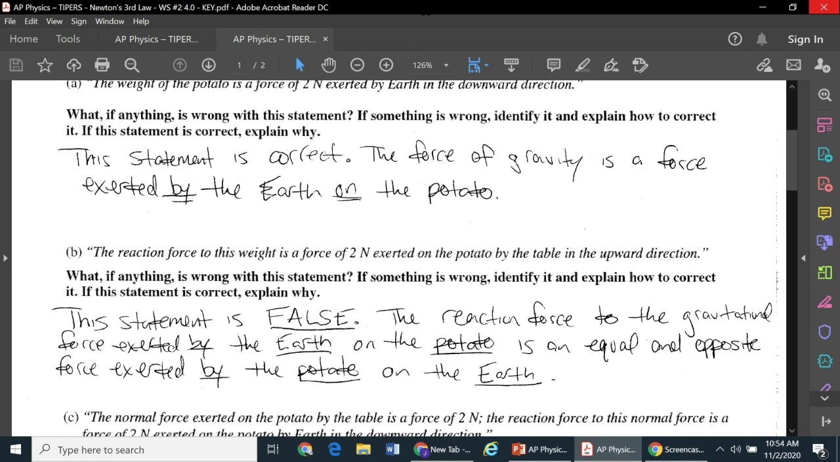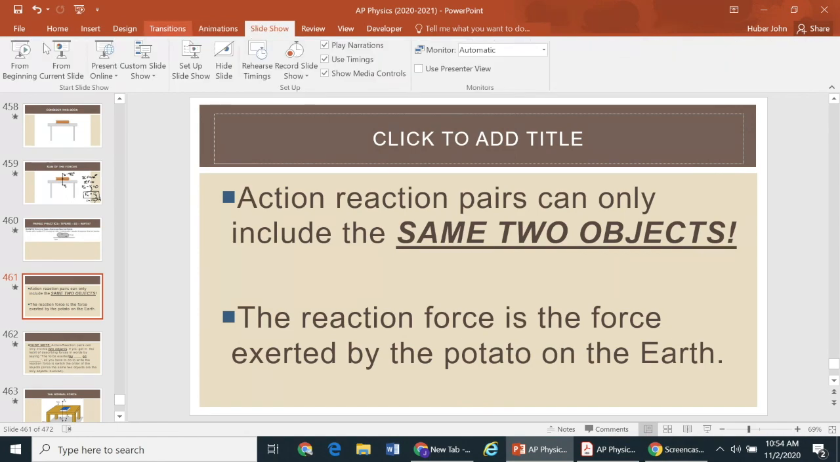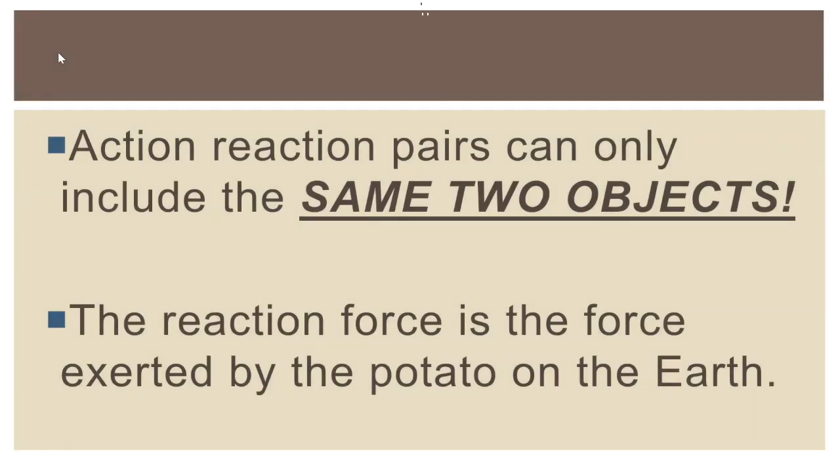This question is a good question because there are some very important things revealed by the answer. Let's say a couple things. The first thing we're going to show is basically the answer to that question, which is just a reminder. You don't need to write this down because you basically just did, but an important thing to remember is action-reaction pairs can only include the same two objects. In this case, the earth and the potato, and that's it. The reaction force, in this case then, is the force exerted by the potato on the earth.